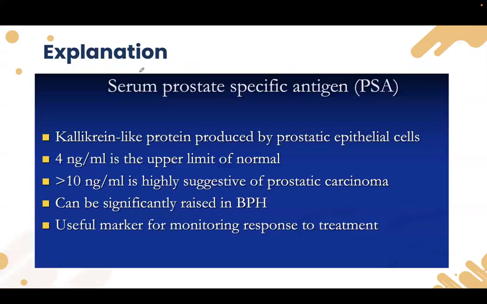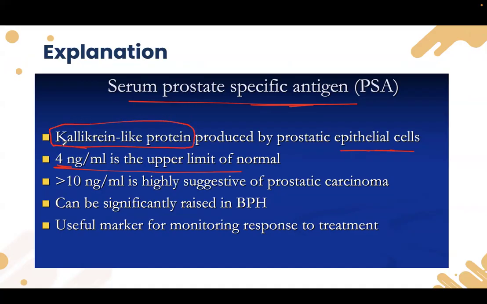So here, I want you guys to know the slide about PSA. Know that 4 is the upper limit of the normal. Know that it is produced by the epithelial cells, and it's a calcium-like protein. I think I remember that we got this word in our exam, so just try to memorize it. And know that it could be high also in BPH. So it's not very specific for prostate cancer, which is why it's not used for the confirmation of prostate cancer diagnosis. Rather, it's used to monitor the response to the treatment and to see if there's any recurrence.